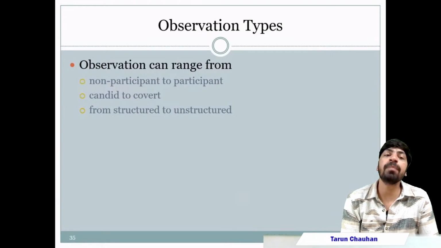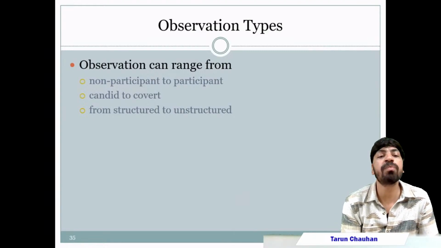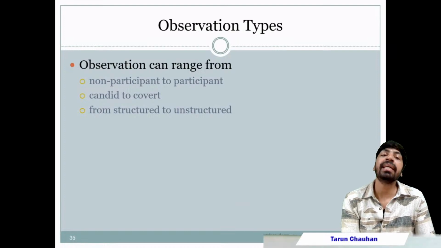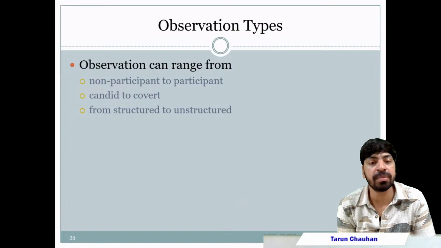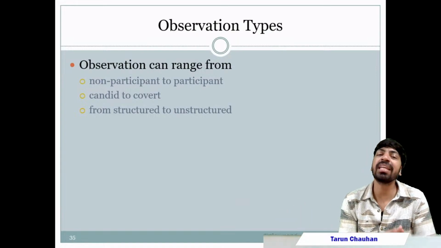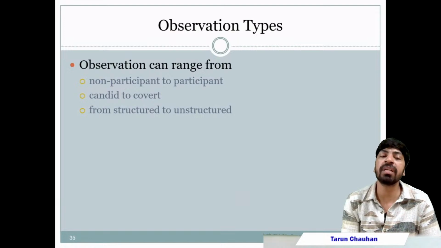Observation types are non-participant to participant observation, candid or covert observation, and structured to unstructured observation. So these are the ranges, these are the types of observation which can be easily defined.